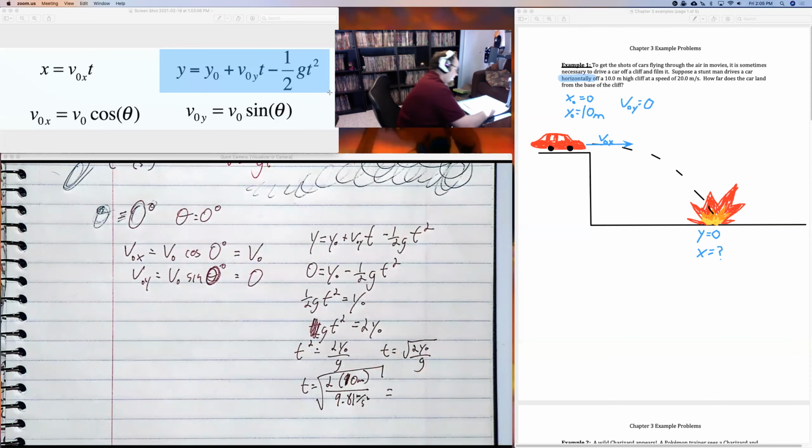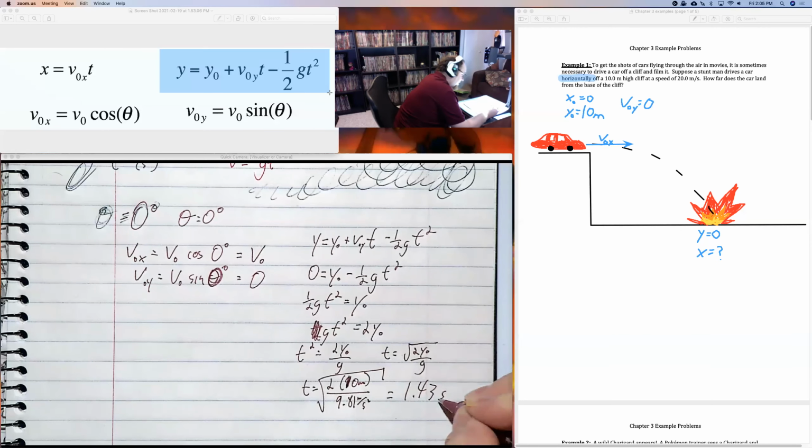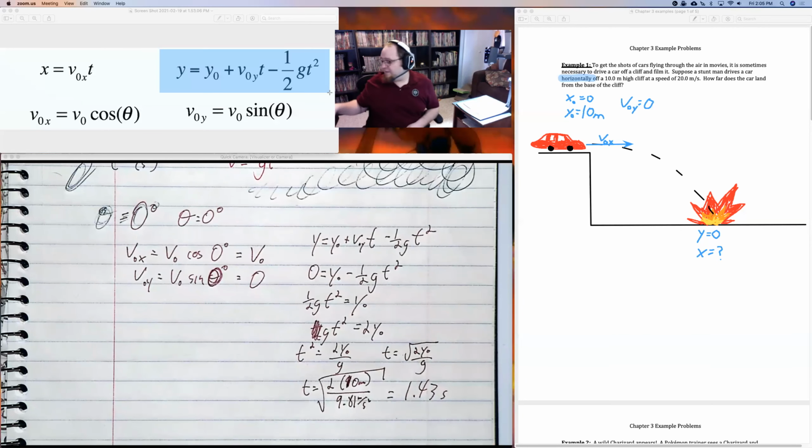Oh, 1.43 seconds. And that tells me the time it's in the air. That it's in the air for 1.43 seconds. That's the total amount of time I have. Now, that wasn't the question. The question was, how far does it get? What's the distance in x?